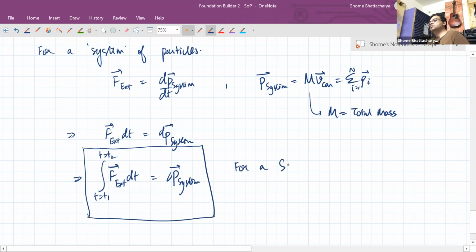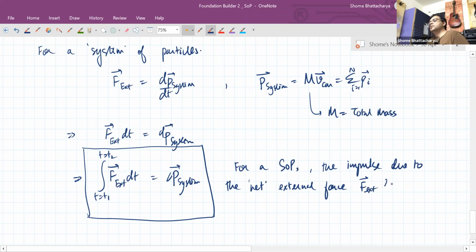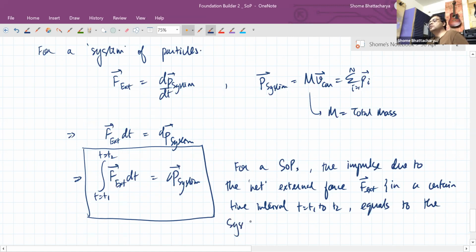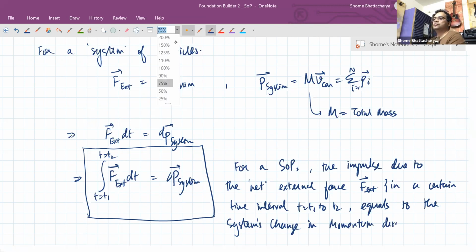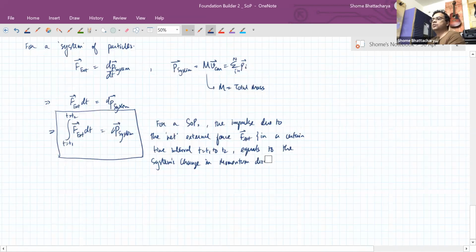So for a system of particles, the impulse due to the net external force in a certain time interval t equal to t1 to t2 equals the system's change in momentum during the same time interval. Just make a quick note of this.